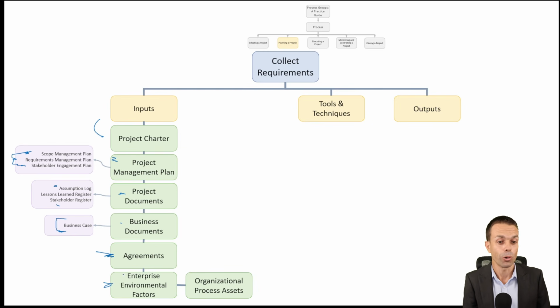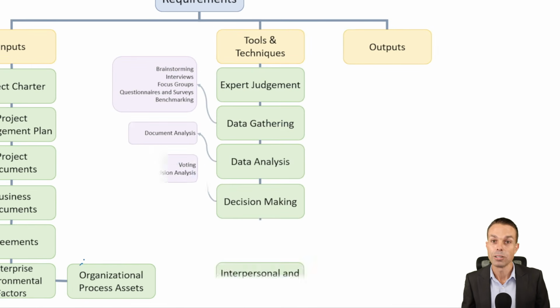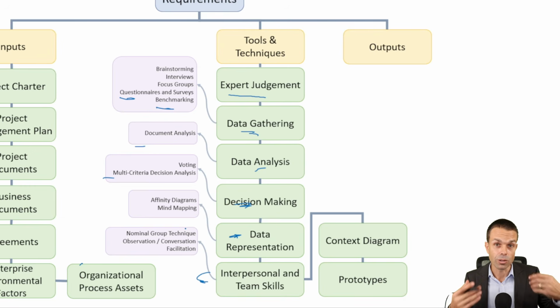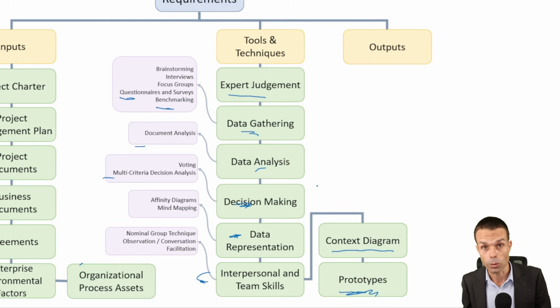the business, and of course our enterprise environmental factors and OPAs for any templates and the environment that we're working in. Tools and techniques, people's expert judgment as always, data gathering, data analysis, decision making, data representation, interpersonal and team skills, again to elicit all of those requirements and gather them from our stakeholders. We can use context diagrams to put these together, and prototypes, so mock-ups or storyboards or models, all of these things.